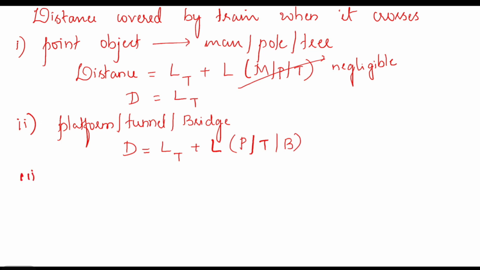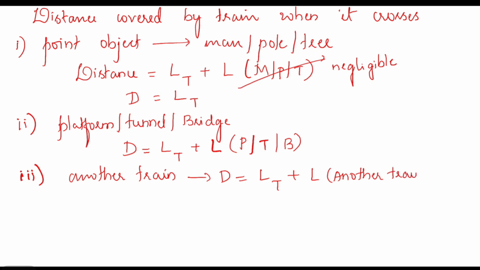Then the third thing, when the train crosses another train, that time the distance is given by the length of the train plus the length of that other train which it is crossing. So the distance covered is given by the length of the train and the length of the other train.